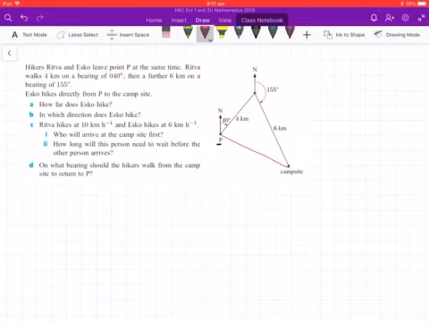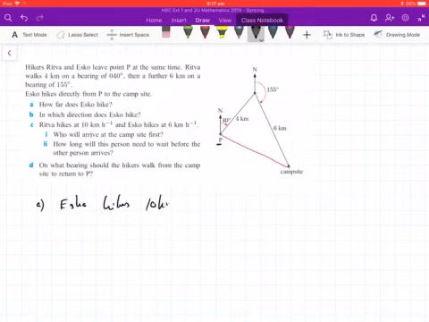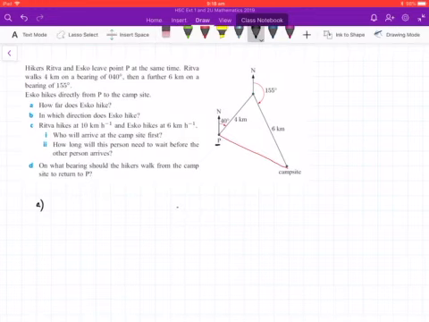Okay. Now, how far does Esko hike? Well, that's pretty obvious, isn't it? Part A. Esko hikes 10 kilometers. All right? No, sorry, I got that wrong. I'm thinking of the wrong person. So this is an idea that we need to work out what the distance is here, which is x.